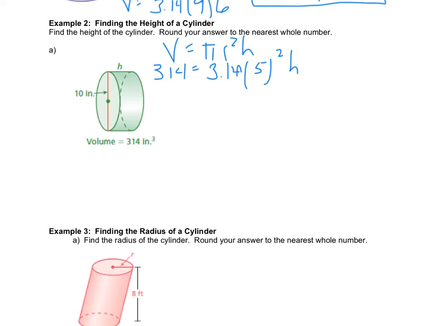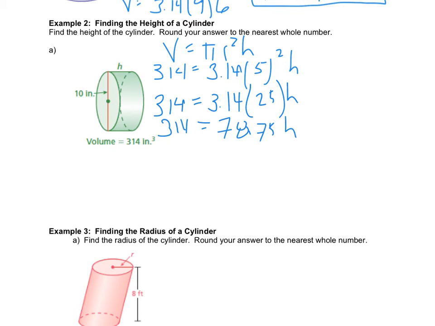So we go back to our problem. We have this all filled in now. The 314 can stay there for now. 3.14 is going to stay first. 5 squared is the first thing that we would do. And then we have the h. So now we're just solving an equation for that variable. We need to get everything on the other side, isolating the h. So if I put 3.14 times 25, I get 78.5h equals 314.